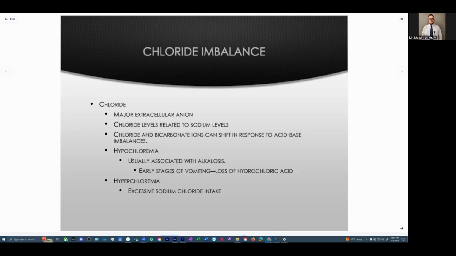The big take home points is get an idea of sodium, potassium, calcium, and magnesium. Those are kind of the big four, I would say. But definitely the big three is sodium, potassium, calcium.